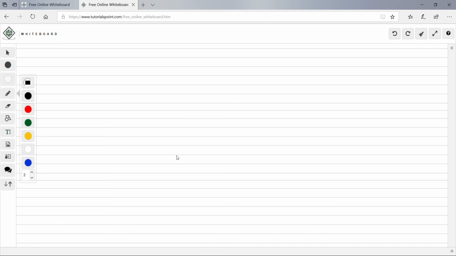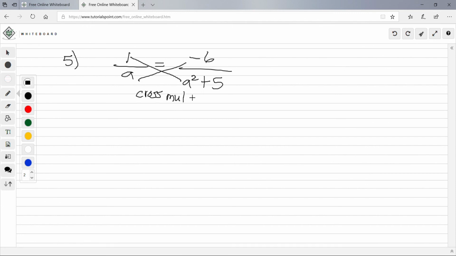Okay, 2 more. So we have 1 over a equals negative 6 over a squared plus 5. I am looking at this and I can't even factor this, right? I don't have a common denominator, so what I'm going to do is cross multiply. So if you're ever in a situation where you can't factor it, try cross multiplying because it could work.